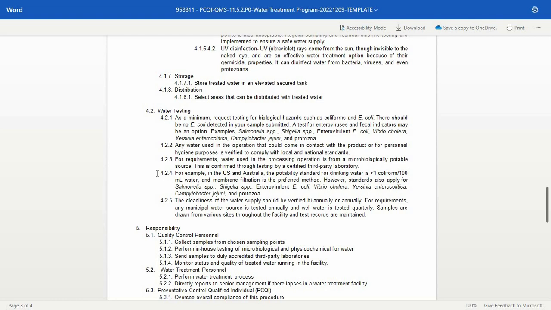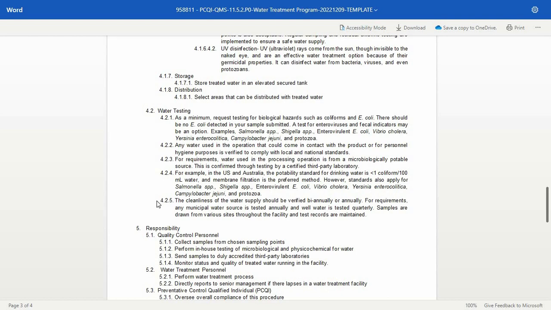For example, in the US and Australia, the potability standard for drinking water is less than 1 coliform per 100 ml water, and membrane filtration is the preferred method. However, standards also apply for Salmonella spp, Shigella spp, enterovirulent E. coli, Vibrio cholerae, Yersinia enterocolitica, Campylobacter jejuni, and Protozoa.